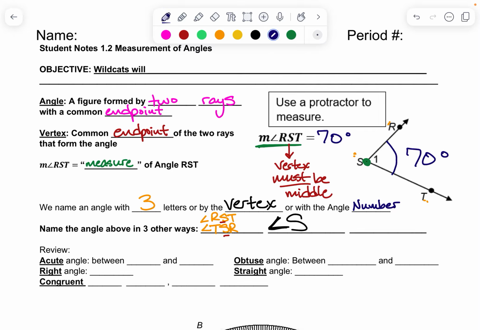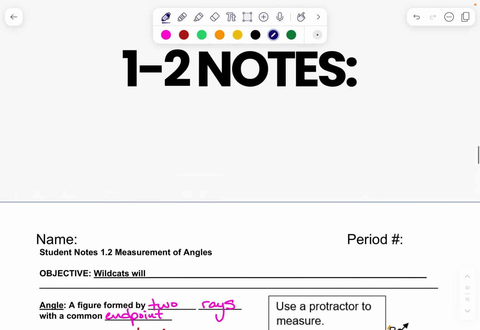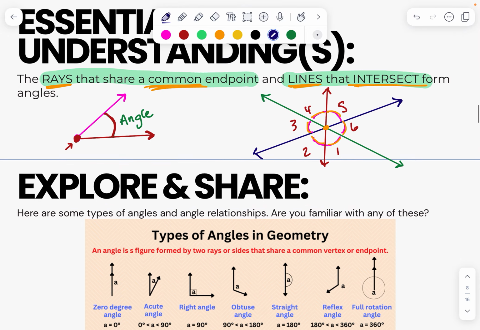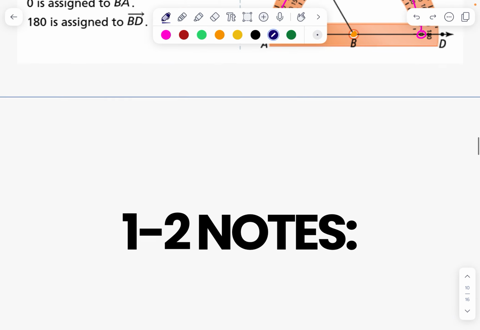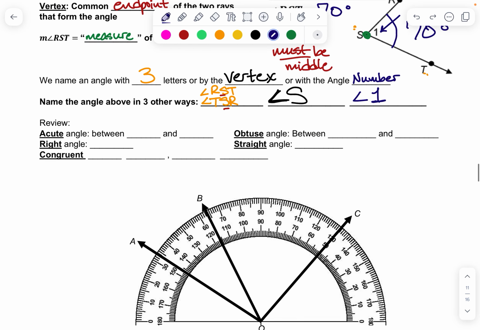And then lastly, we can use the angle number. See how there's a number 1 in there? I could just call this angle 1. And if you're wondering why there would be a number in there, if we look back up here, we saw how there can be many, many angles at one intersection. And so the numbering system is sometimes just a way to keep everything quick and clean.